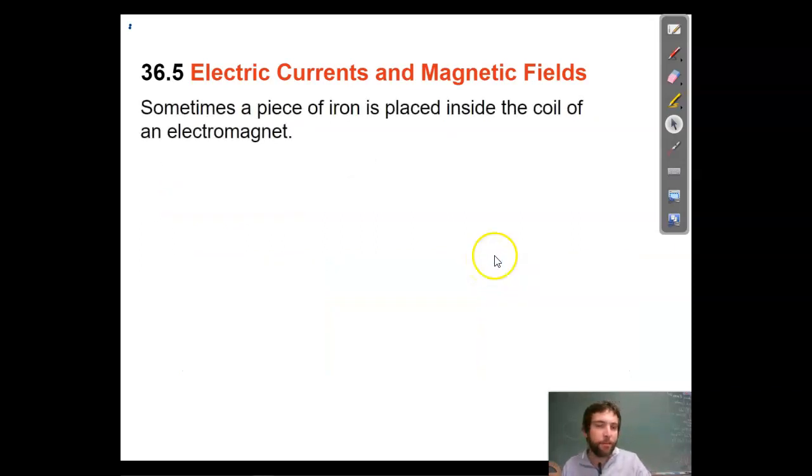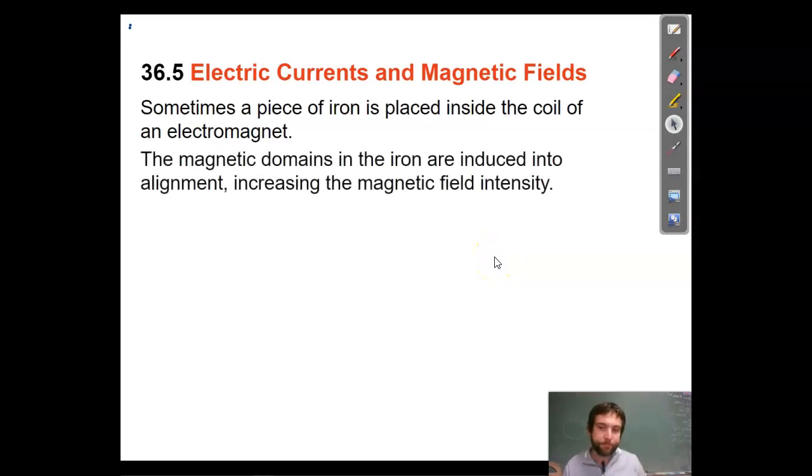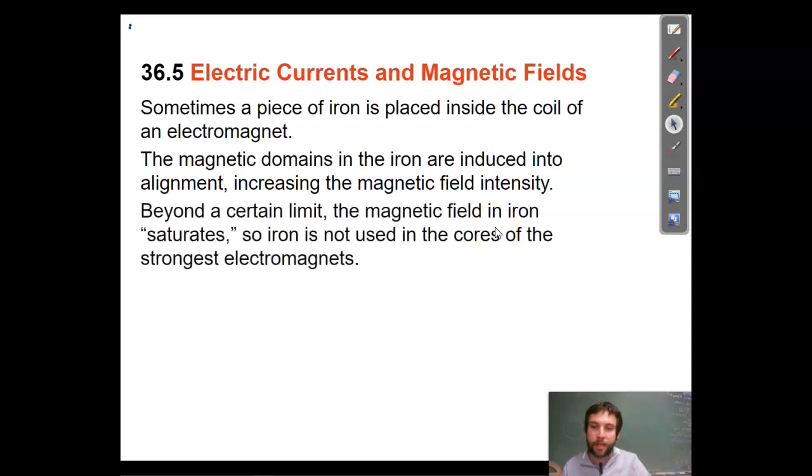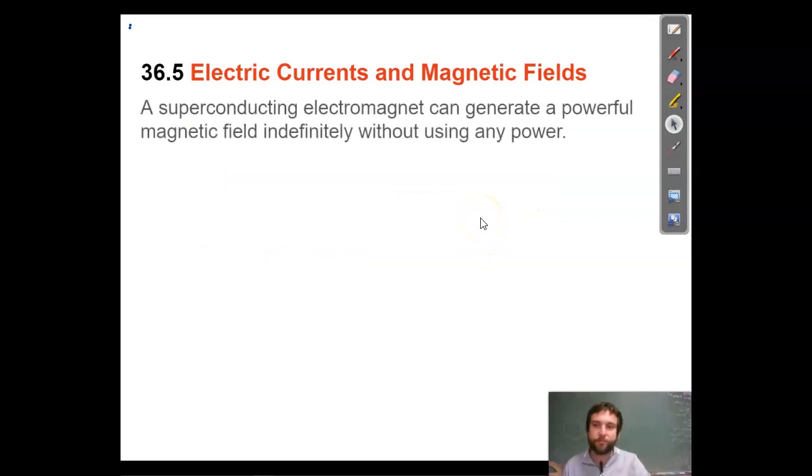Sometimes a piece of iron is placed inside the coil of an electromagnet. The magnetic domains in the iron are induced into alignment. So they're forced into alignment, increasing the magnetic field intensity. Beyond a certain limit, the magnetic field in iron saturates, so iron is not used in the cores of the strongest electromagnets. A superconducting electromagnet can generate a powerful magnetic field indefinitely without using any power.